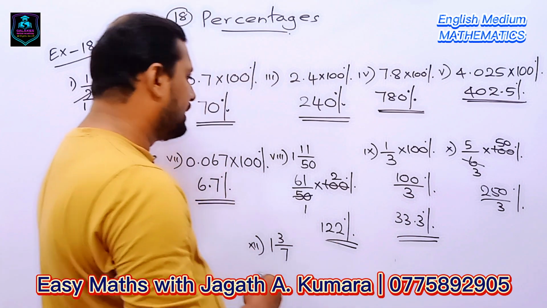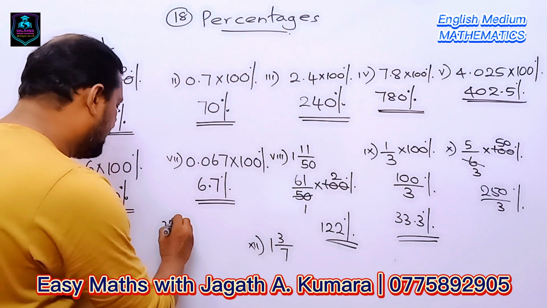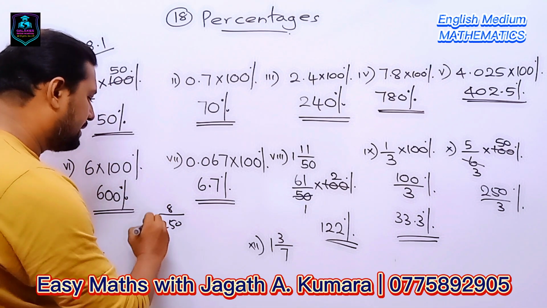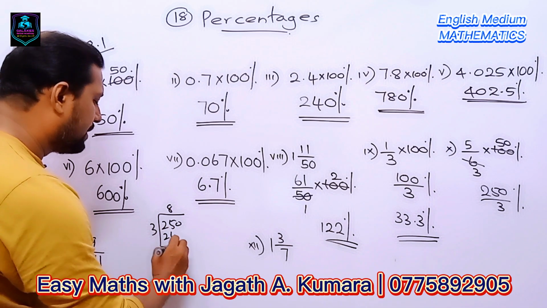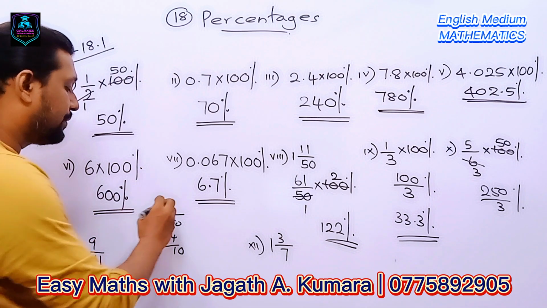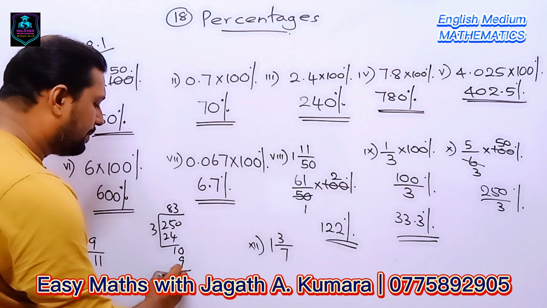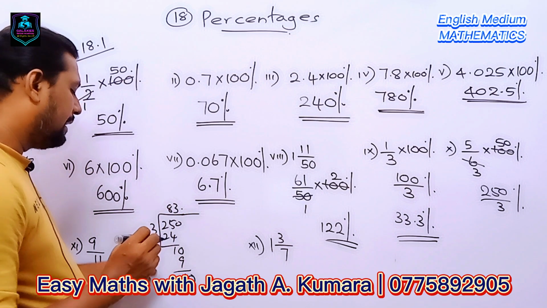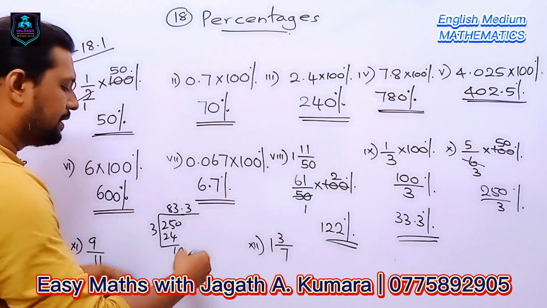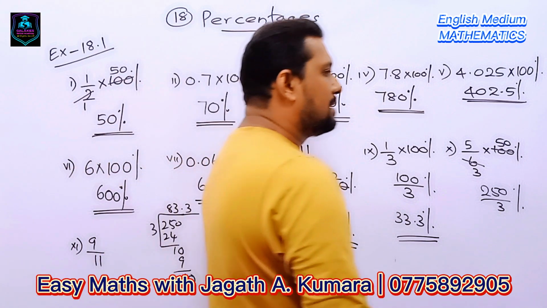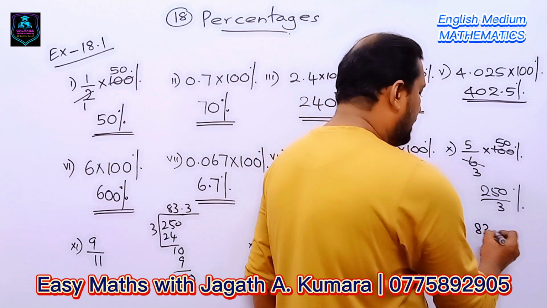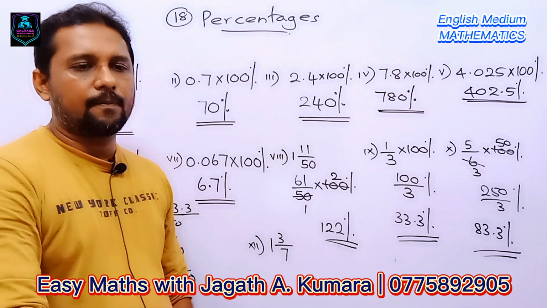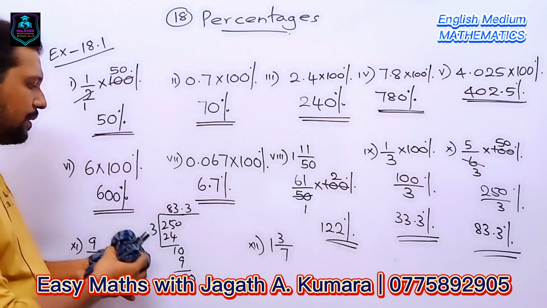Then 250 you can divide by 3. 25 divide 3, 8. 8 times 3, 24. Remaining 1. Then this 0 you can take here. 10 divide 3, 3. 3 times 3, 9. Remaining 1. Another 0 you can put here. Then you have to keep the decimal point. 10 divide 3, 3. 3 times 3, 9. Further you have to divide. So one decimal place you can keep the answer. 83.3%. Right, then another two parts remaining.